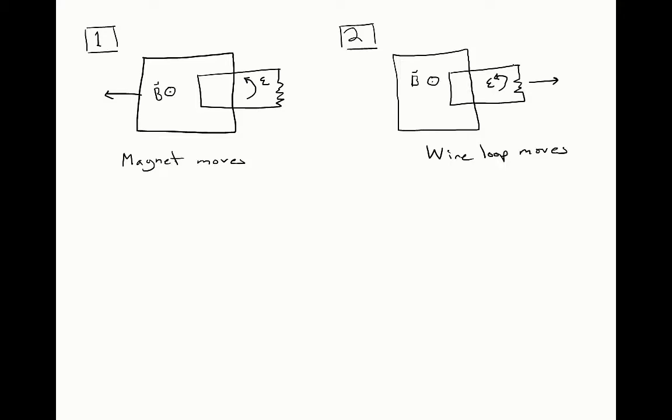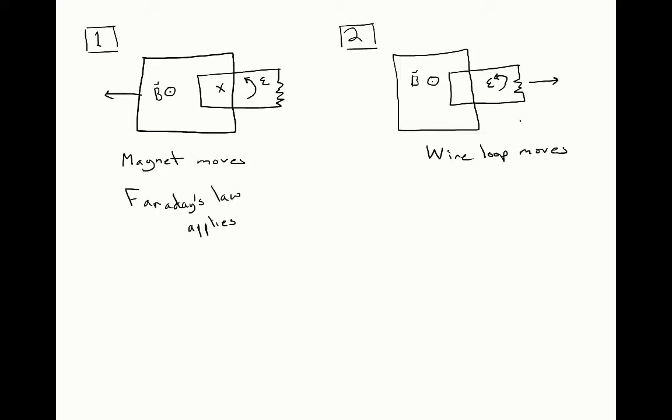Okay, so let's think about this in terms of Faraday's law versus the flux rule. We can think about experiment number 1 as being Faraday's law, because if you just think about a given point in space, say right here, the magnet's moving away, so the magnetic field at this point is decreasing. So you can say that the magnetic field is changing in time for a specific point in space. So Faraday's law does apply.